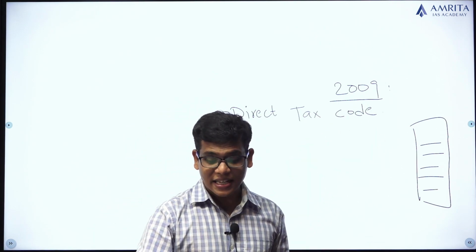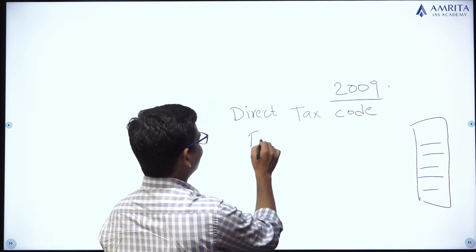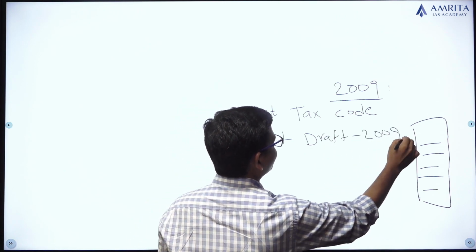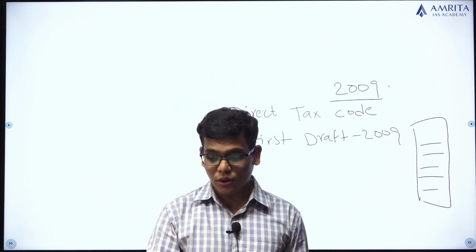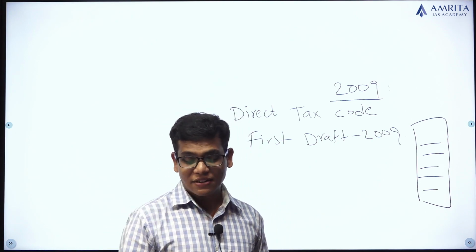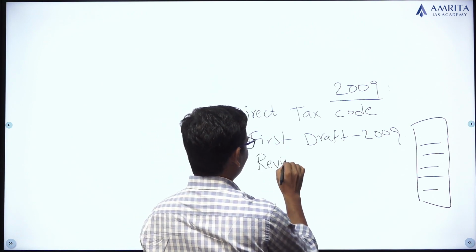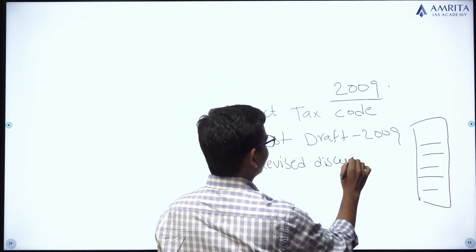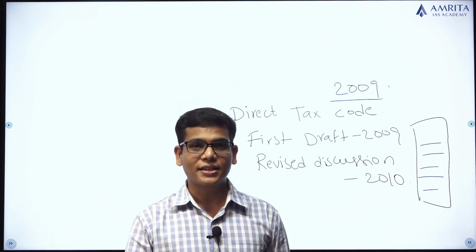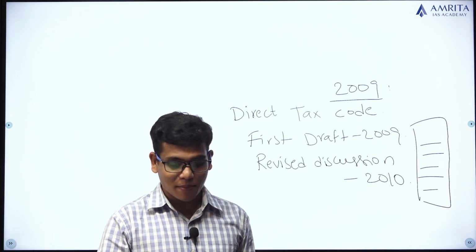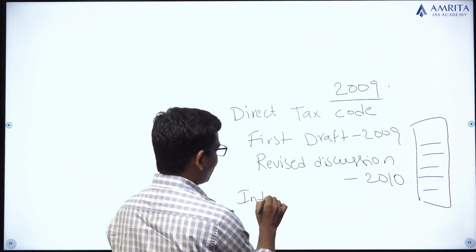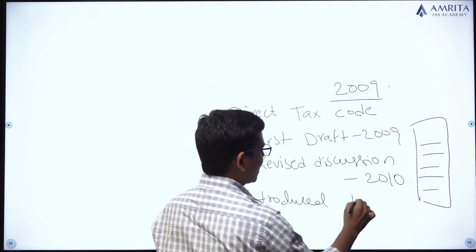That process was started in the year 2009. The first draft was drafted in the year 2009. When the first draft was drafted, this was put into public discussion, and we brought a revised discussion paper in the year 2010. Once this revised discussion paper was readied in 2010, we introduced it into the parliament.